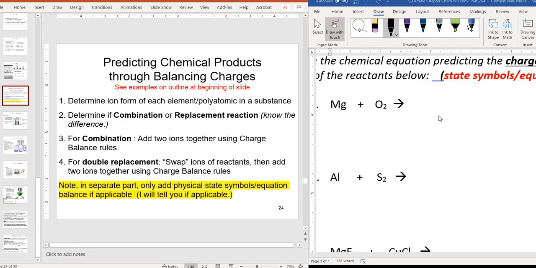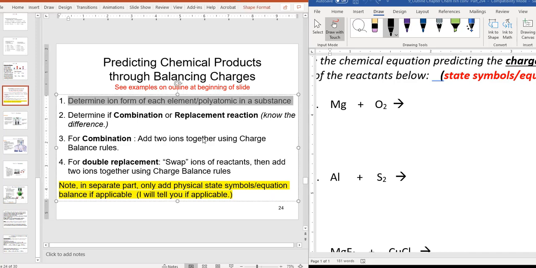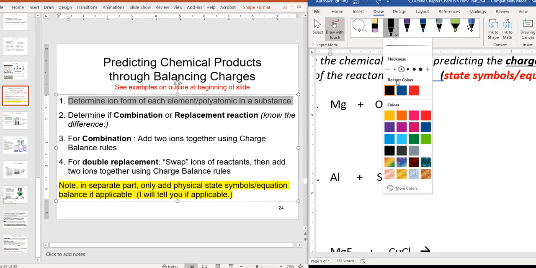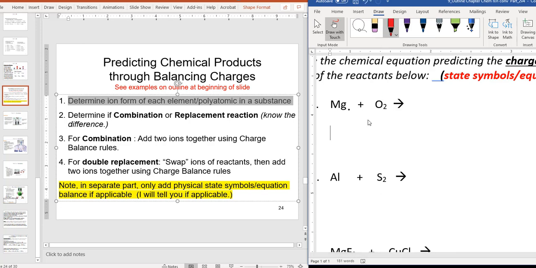Going back to revised slide 24, we want to determine the ion form of each element or polyatomic ion in a substance. For example, magnesium plus oxygen, turn them into ions.